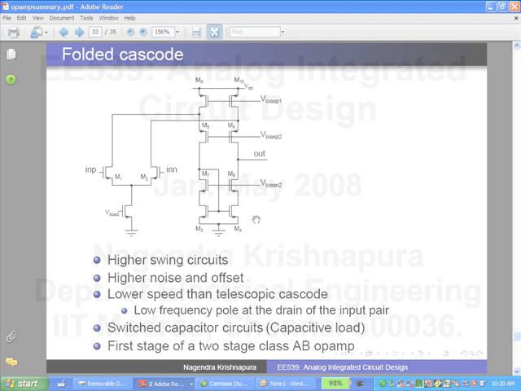Okay. Now, we have not studied a class of op-amps called class AB op-amps. In that case, the first stage tends to look like a folded cascode. Okay. We'll look at one example of it afterwards, but that's just a piece of information. Next time you see a class AB op-amp, you can recognize the first stage to be a folded cascode. Okay.